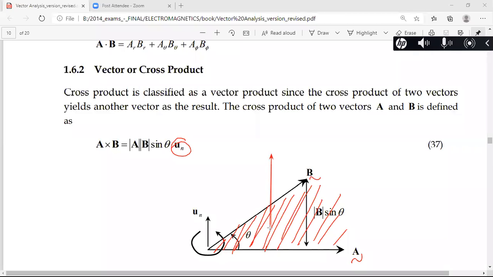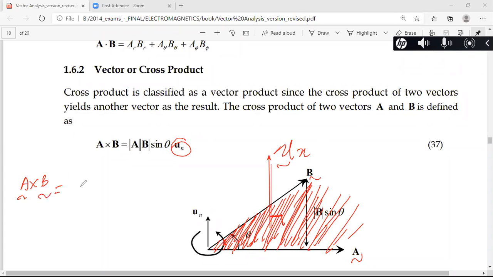UN is along this way. That is perpendicular to the surface which is in between A and B. This is the plane. This UN is perpendicular to the given plane. So here the result becomes A cross B equals the amplitude of A times the amplitude of B times sine theta, where theta is the angle between A and B, times UN, a unit vector perpendicular to the shown plane. This is the direction.